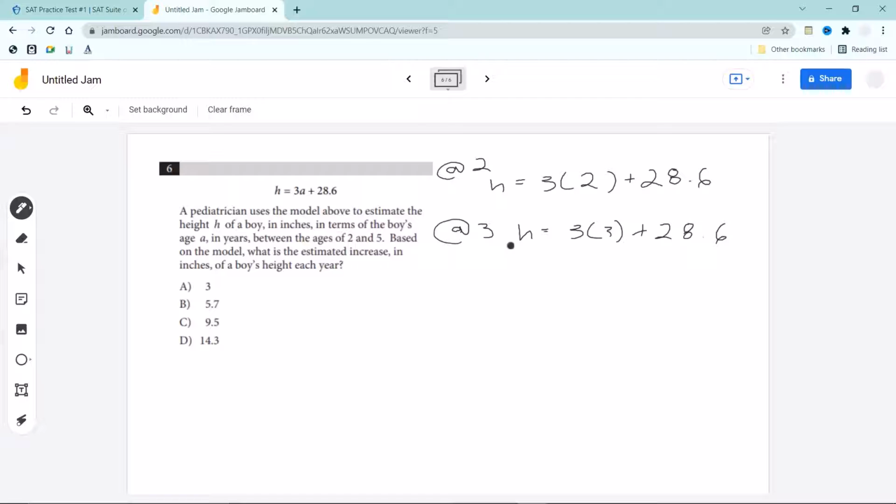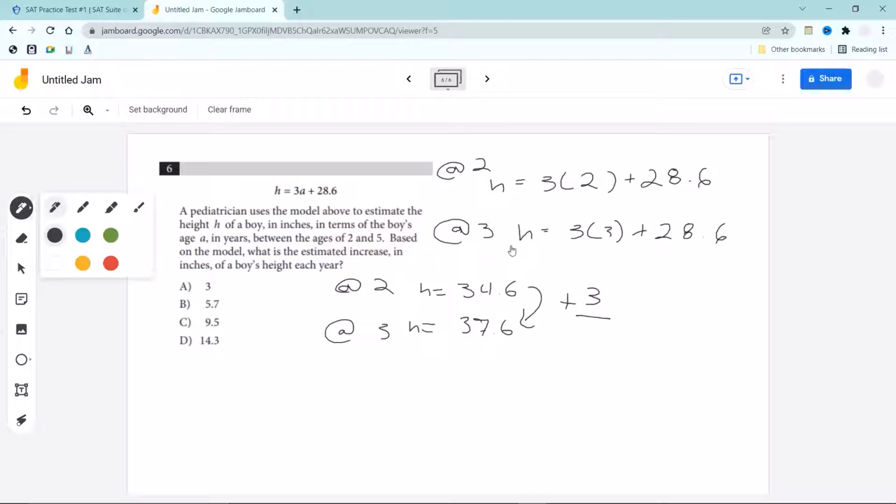So if we were to calculate this, then add 2 and add 3, then h is equal to, respectively, 6 plus 28.6, which is 34.6, and 9 plus 28.6, which is 37.6. And so if we look at the increase per year, we can see clearly this is going to be plus 3. That's our increase. And knowing that, we can select the correct answer.